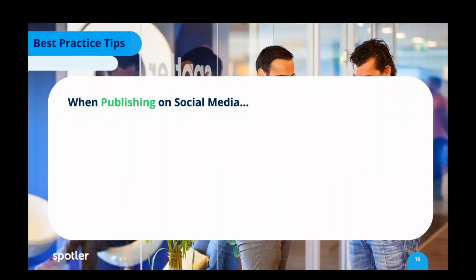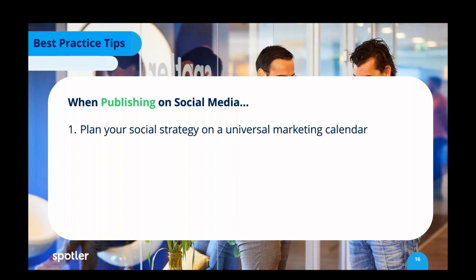So for some best practice tips I want to go through before I show a little demo of the platform, specifically talking about publishing. A really important one is to plan your social strategy using a universal marketing calendar. So not just planning your social posts, but making sure that calendar shows all of your other offline trade show events, blogs, webinars, and any other marketing content or events that you do that are unrelated to the social posts. Your team needs to know when planning the social posts what's going on to give you that consolidated view.